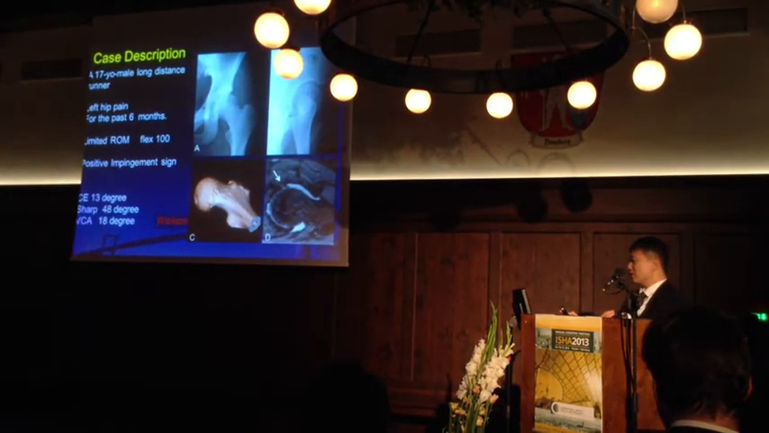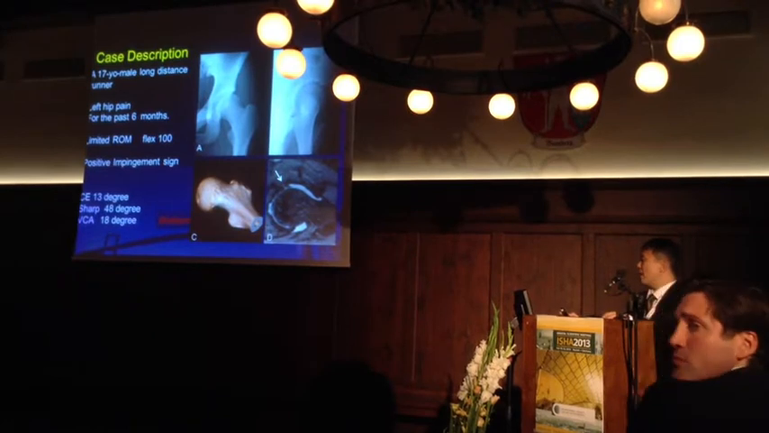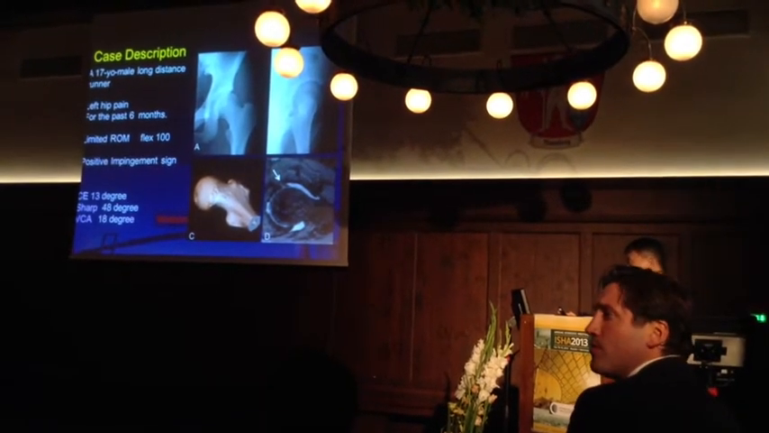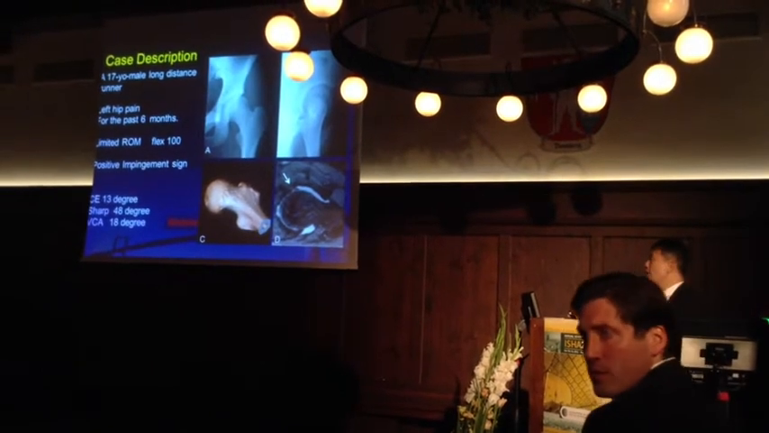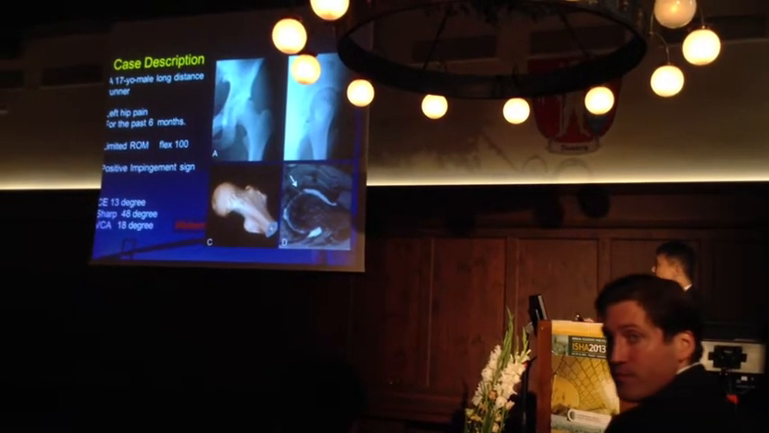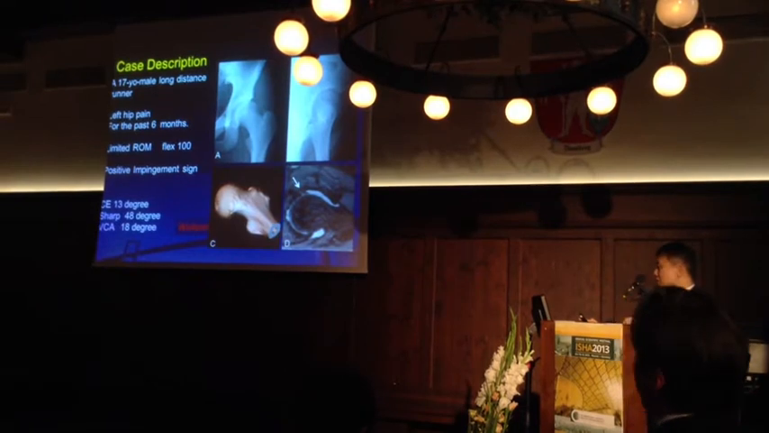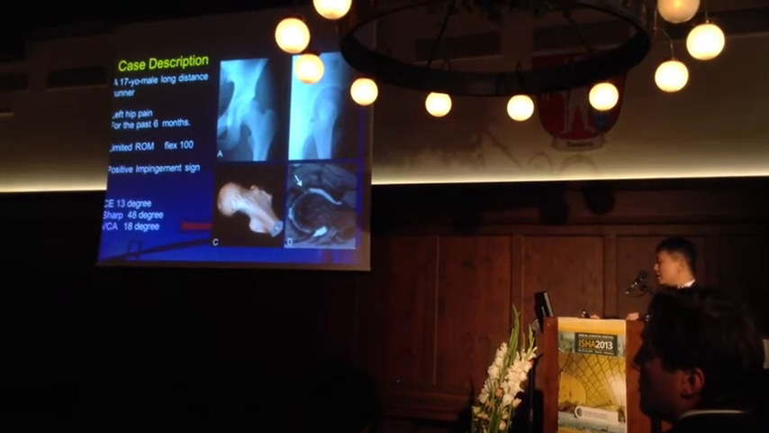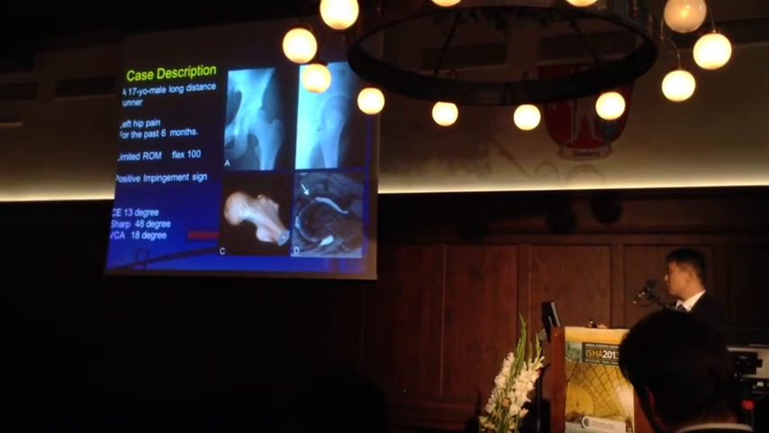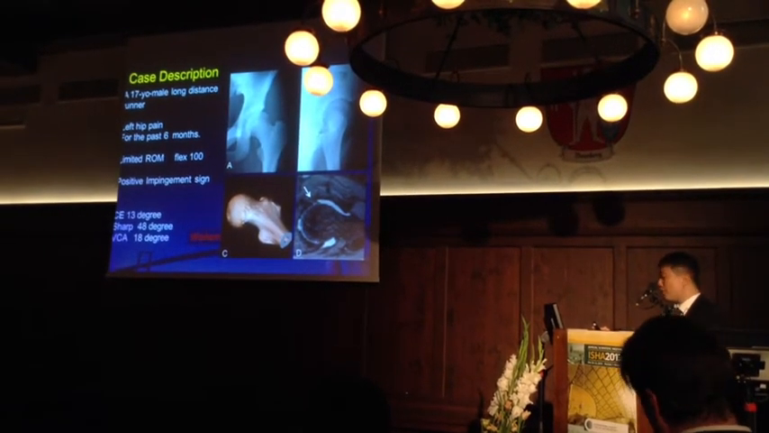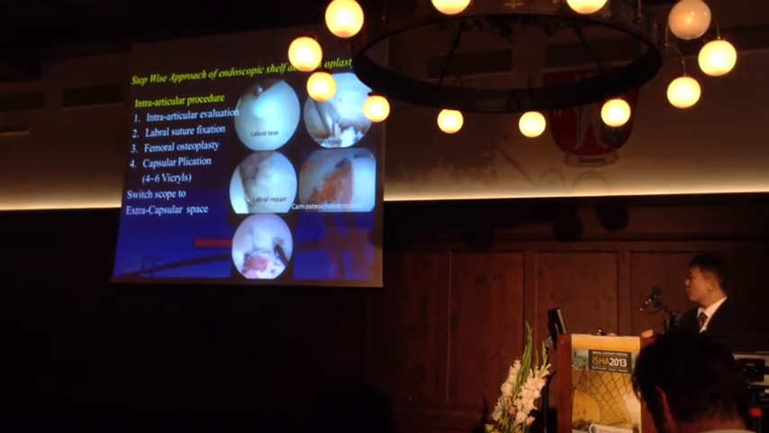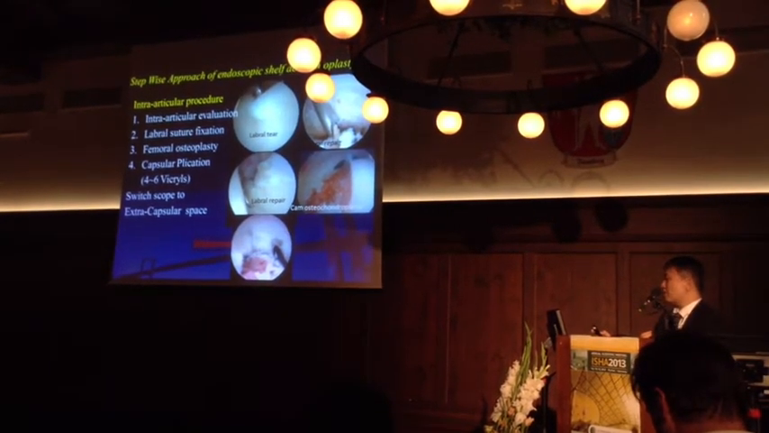So here is a case description. A 17-year-old male long distance runner with left hip pain for the past 6 months. Limited range of motion, flexion at 100 degrees, and he had a positive impingement sign. The pelvic AP view shows a CE angle of 13 degrees. The false profile view shows a VCA of 18 degrees. So, the stepwise approach for endoscopic shelf acetabuloplasty.